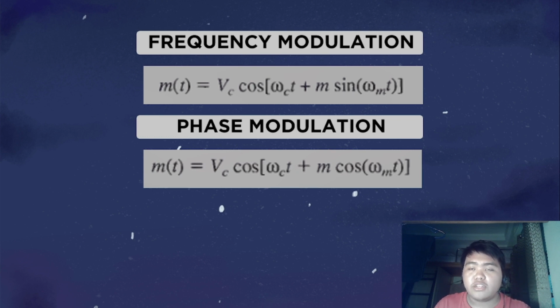Consider the given equation for PM and FM signal. Since the carrier parameter has been given to them, we can express them mathematically as follows. For frequency modulation, the modulated signal is equal to V sub C cosine of omega Ct plus small letter m, which represents the FM modulation index, times sine of omega mt. Phase modulation, on the other hand, is also like an FM signal, but the inside of it has a trigonometric function of cosine, which describes the phase shift of 90 degrees.